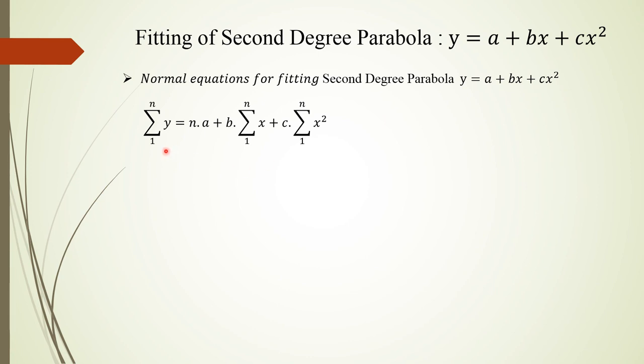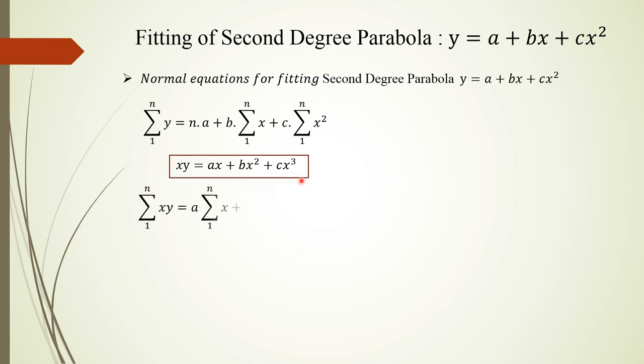So, one of the normal equations is summation y, that is equal to, whenever you are taking the summation of the constant term, you have to write it as n into a, plus b into summation x, plus c into summation x². This is the first normal equation. The second normal equation is obtained just by multiplying by x throughout. So you have the equation xy = ax + bx² + cx³, and then take the summation of it.